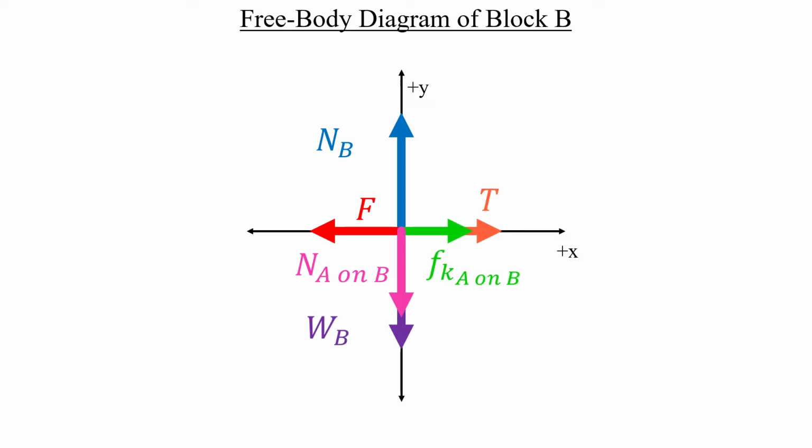Now we can move on to kinetic friction, right? Before, we had the kinetic friction of block B acting on block A. Well, now we're looking at the inverse of that. We're looking at the kinetic friction of block A grinding on block B as block B tries to move to the left.